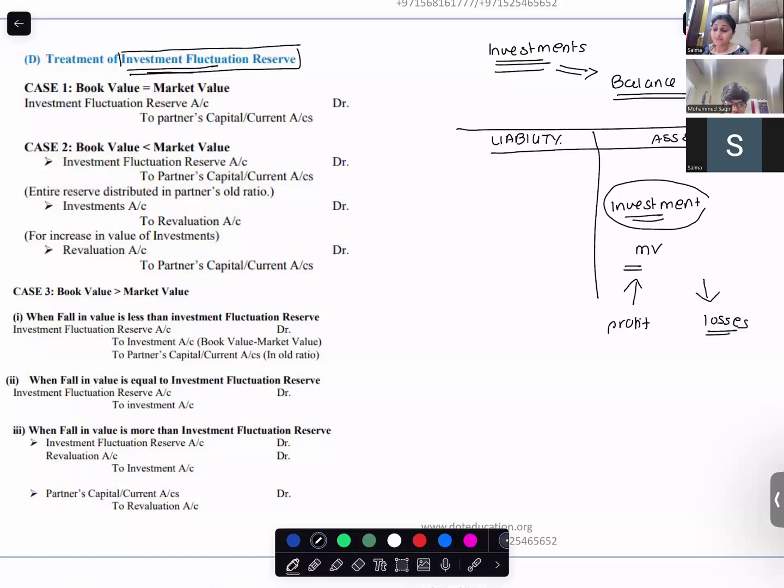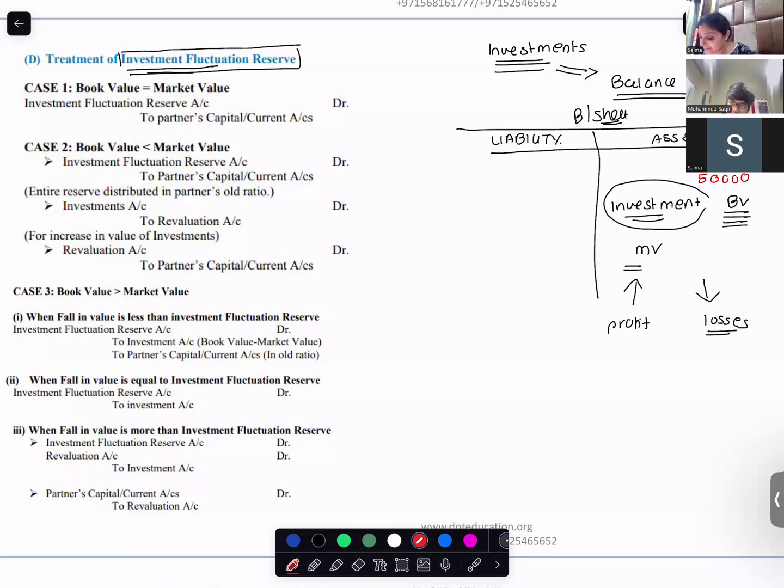So now, how much is your loss? How much is your gain on the investment? You come to know when you compare the book value of your investments with the market value. Whatever is appearing in your balance sheet is called the book value. Suppose the book value of your investment is 50,000.